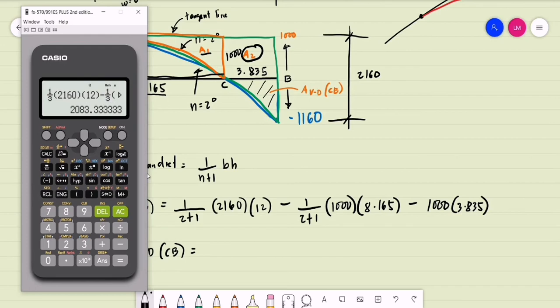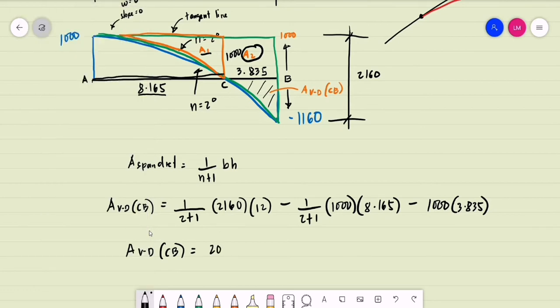So we have this value. This is equal to 2,083.333. Since this is area of a shear, which is equal to the magnitude of a moment, this is in terms of pounds-foot. But to be precise, this is a negative area. So we assume this to be a negative area.